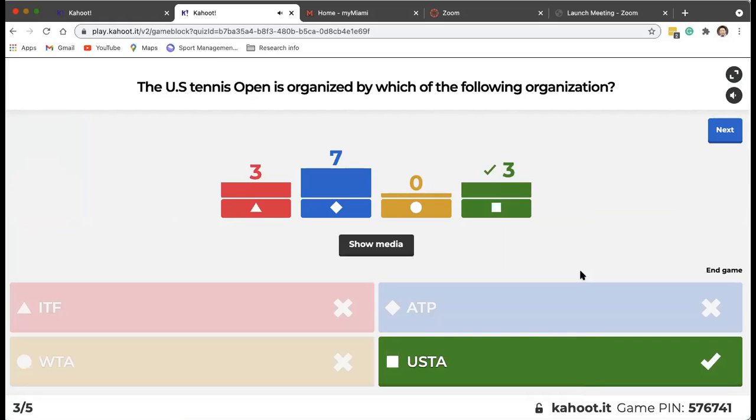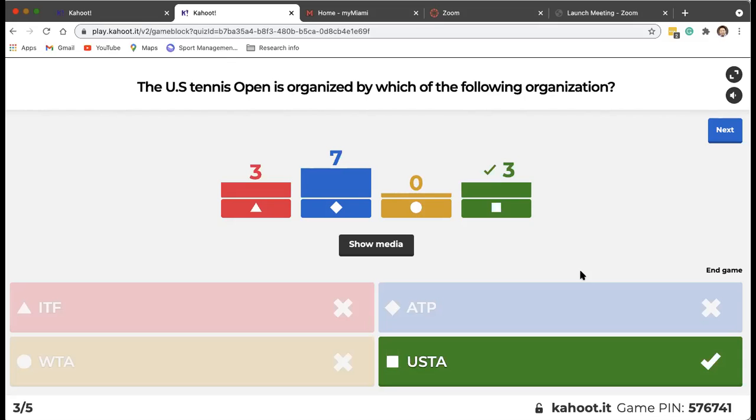All right, we've got 3 students who answered that correctly. Tennis has 4 major Grand Slam events: the US Open, Australian Open, French Open, and Wimbledon, right? All these competitions are organized by each country's tennis association, the national sports governing bodies. So the US Open is organized by the USTA. ITF is the International Tennis Federation, ATP is the Men's Professional Tennis Association, and WTA is the Women's Tennis Association. They collaborate together to help the USTA make this event possible, but the USTA is the one who owns the rights of this competition.